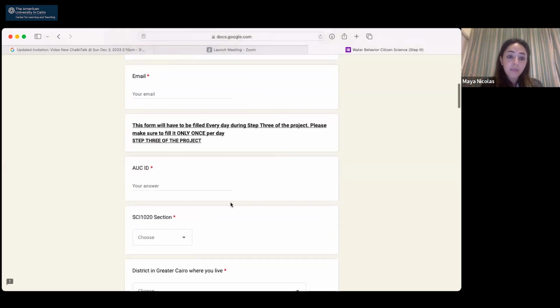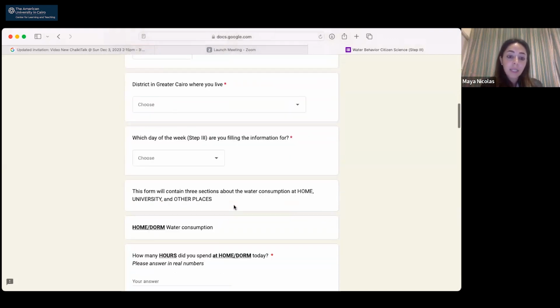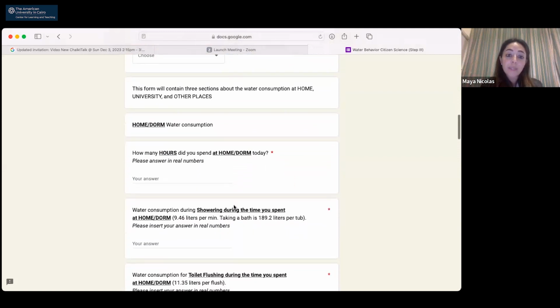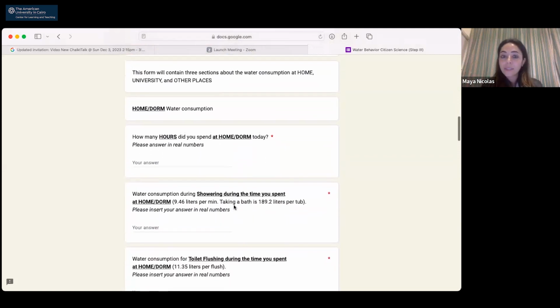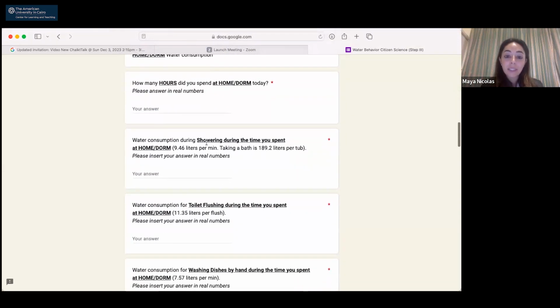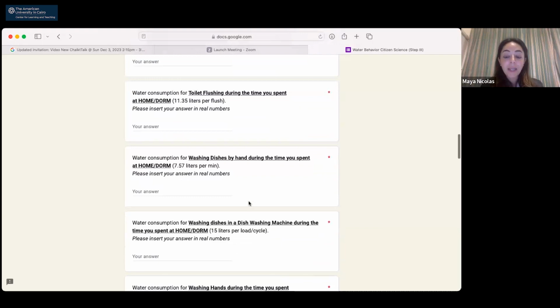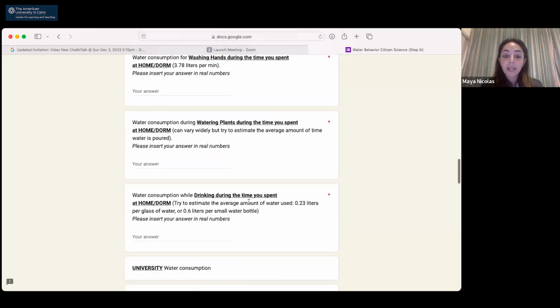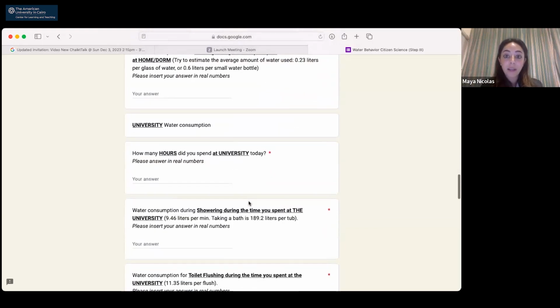You can see this is very basic. It has basic information at the beginning. Then students had to specify whether they're doing this activity at home, in the dorm, on campus, in a restaurant, etc. And you can see that for each activity, we specified the amount of water spent per minute. So students only had to do the calculation and submit this file.